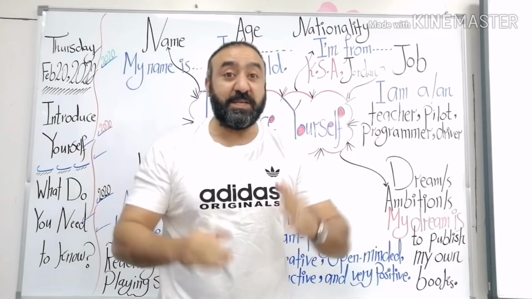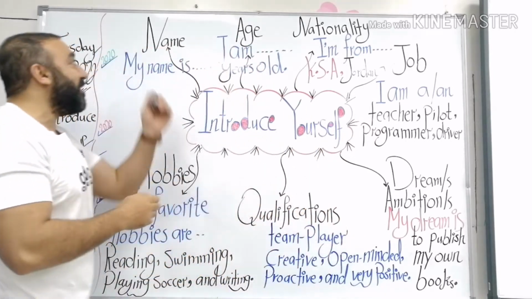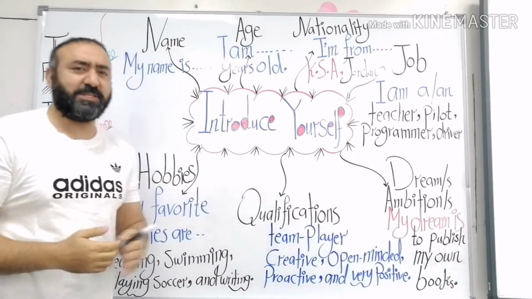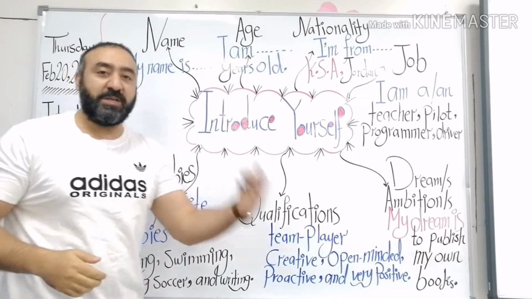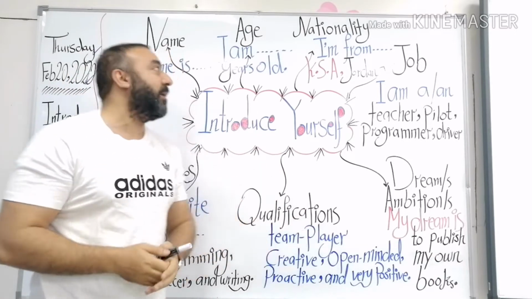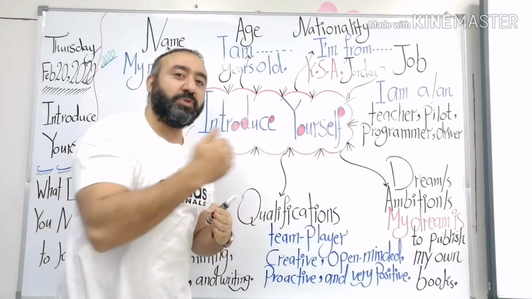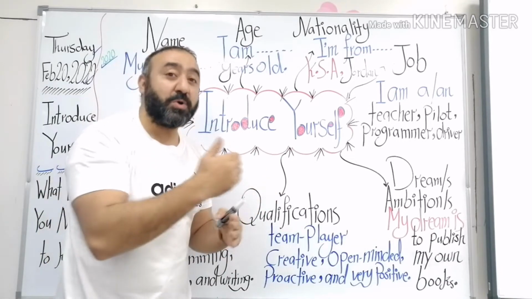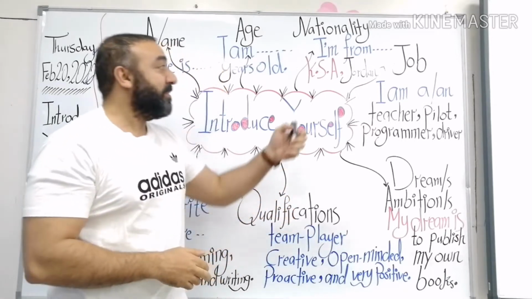What are the ideas you should remember when you want to introduce yourself? Number one, your name. My name is, it's very simple. Then after that, your age. I am 13 years old, 19 years old, 35 years old, and so on. Your nationality. Where are you from? I am from Jordan, Palestine, Morocco, Algeria, Egypt, USA, UK, and so on.